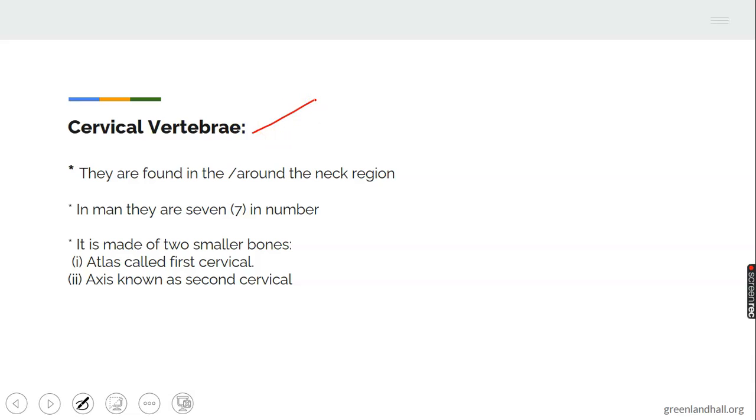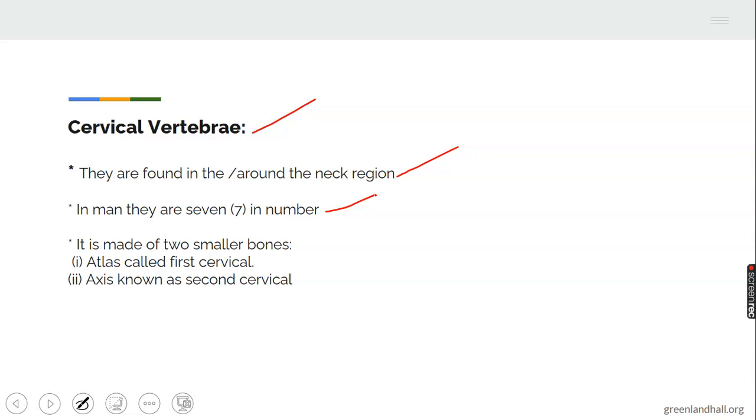Cervical vertebrae. Where are they found? How many are they? That is what we are going to look at. The cervical vertebrae are found around or in the neck region. In man, they are 7 in number. That means the number of cervical in man may be different from the number of cervical in other animals.